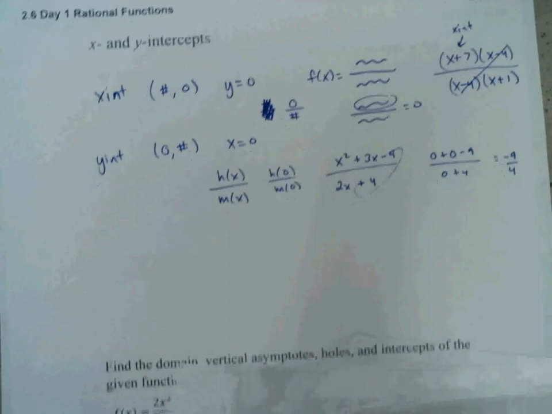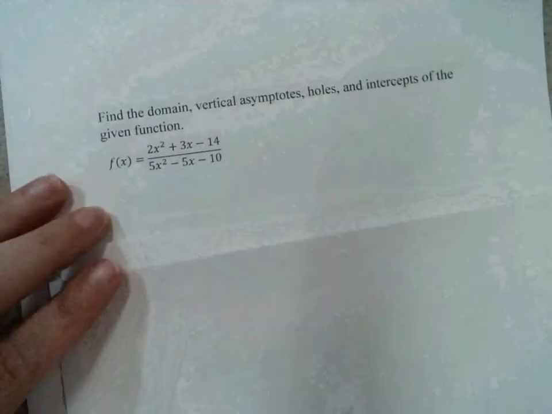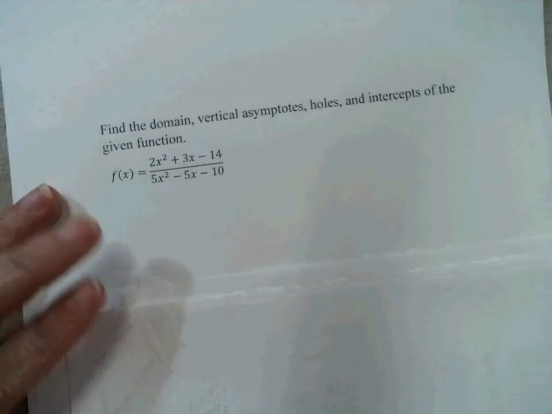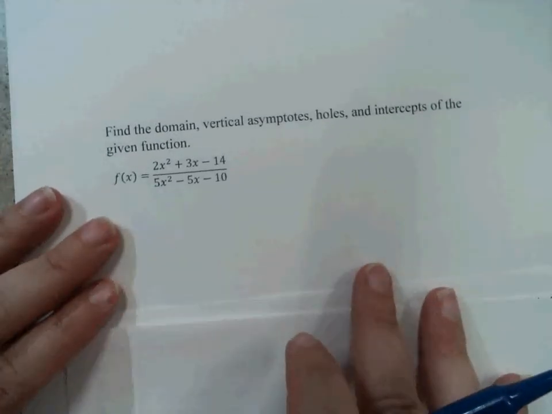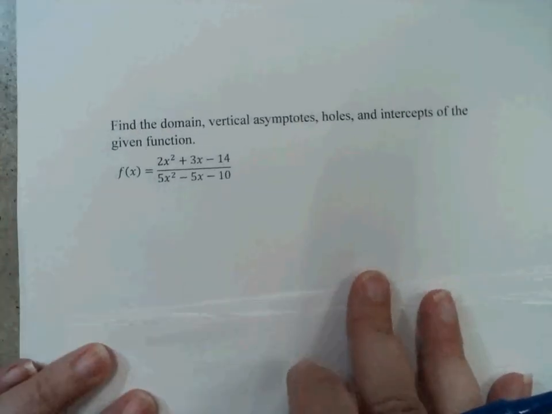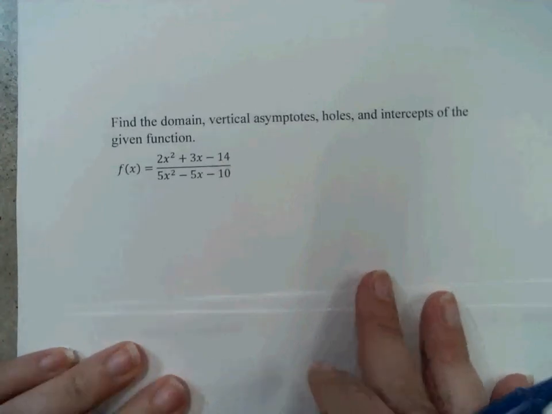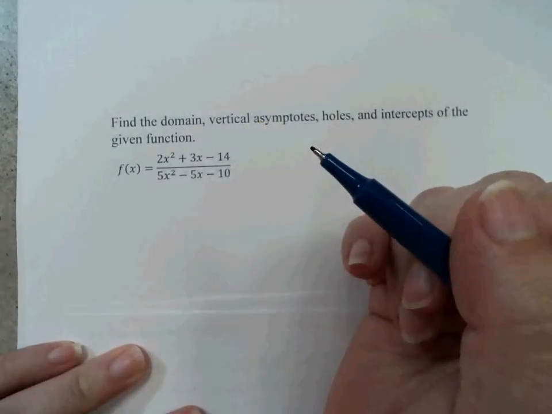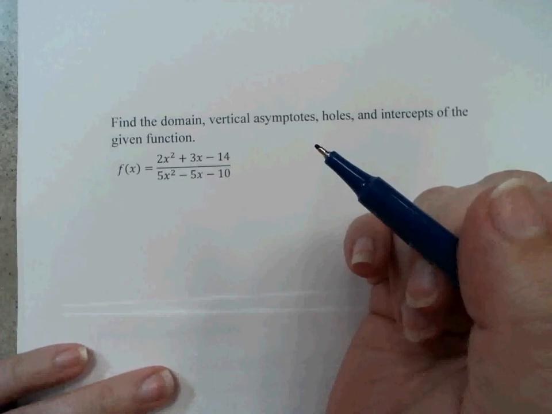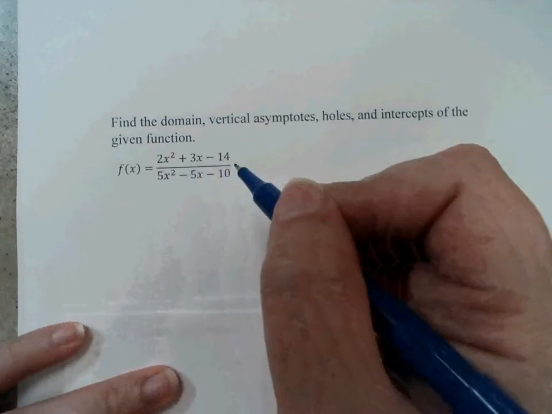All right, I'm going to do one more problem on this, and then, well, no, I'll do these two, and then we'll do the last video. Find the domain, vertical asymptotes, holes, and intercepts of the given function. Okay, so pause it and write this function down: 2x squared plus 3x minus 14, all divided by 5x squared minus 5x minus 10.